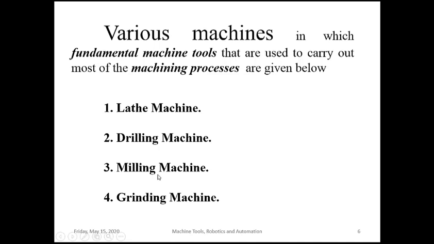Similarly, the milling machine is also a metal cutting machine, used for making slots, grooves and similar features. The grinding machine is used to remove excess material from the workpiece. So you can see that each of these machines is for a particular application.